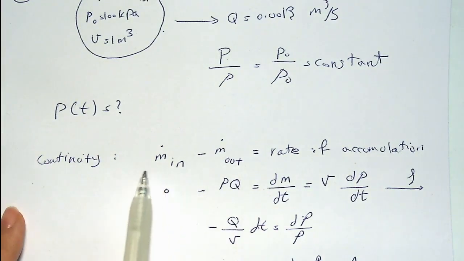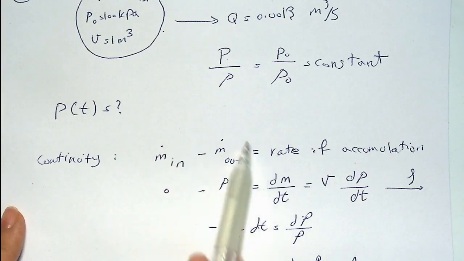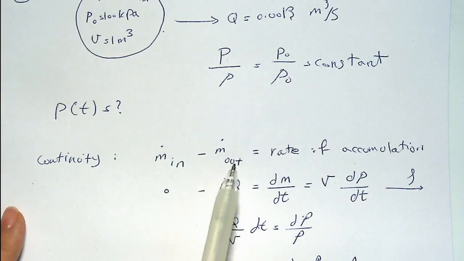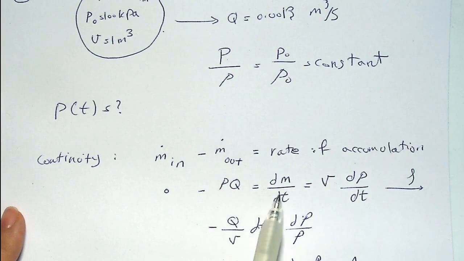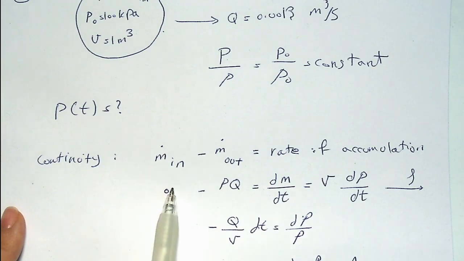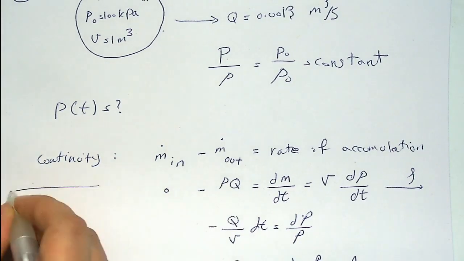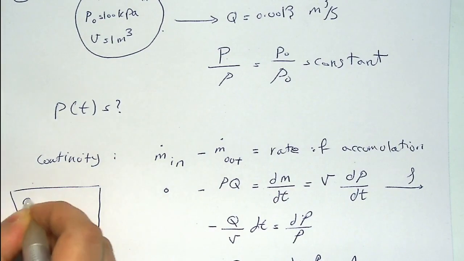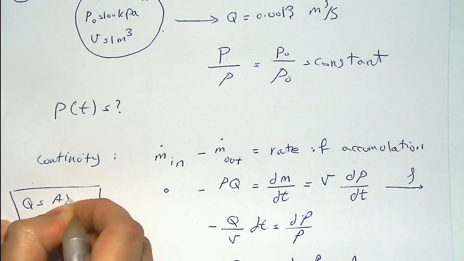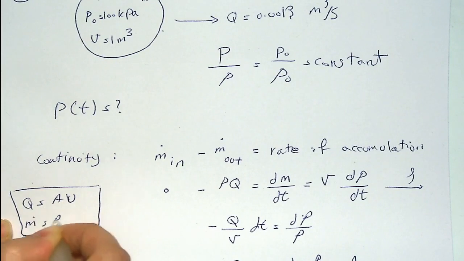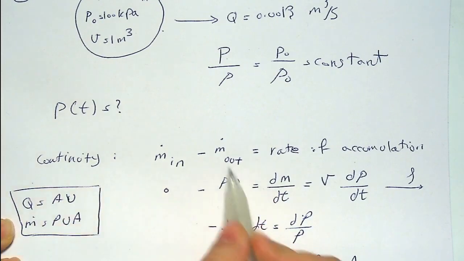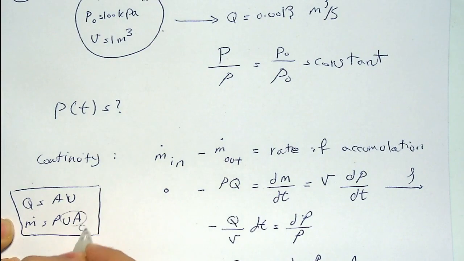So m dot in, what comes into the system, minus m dot out, what goes out of the system, would be equal to accumulation. Accumulation is actually dm over dt, the change of the mass during the time. M is the mass, okay? So nothing comes into the system, m dot in is equal to 0, and m dot out is equal to rho q. I can add something here: Q is AU, and m dot is rho AU. That's why you see that m dot as rho q, because this AU is actually q.